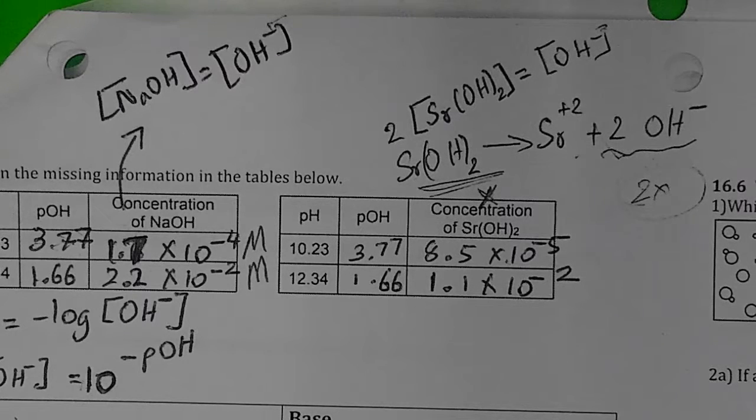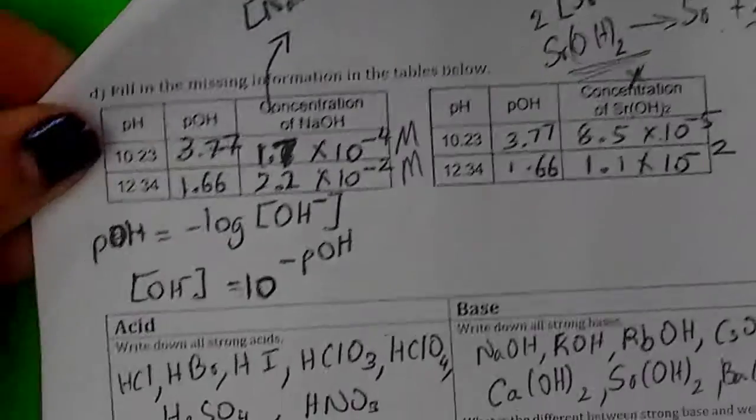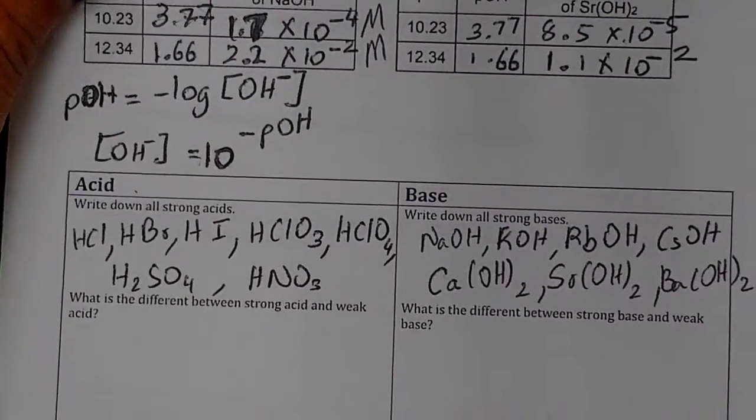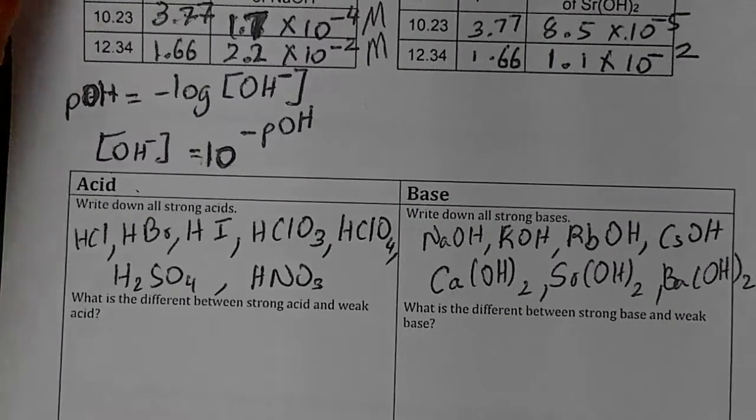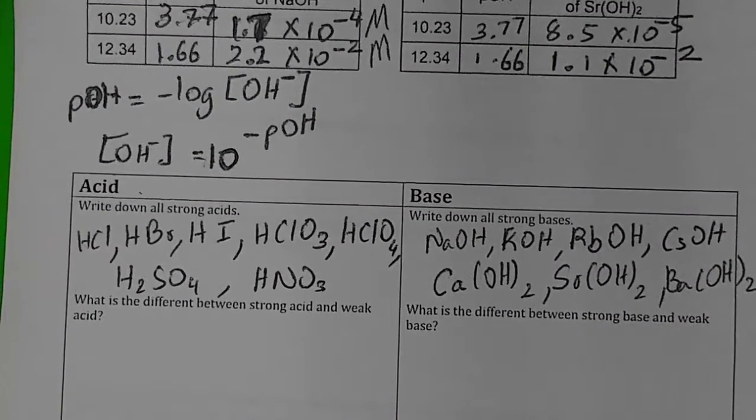Okay. Now, the next part, the bottom part. Tell me all the strong acids. Well, you should know all the strong acids, right? HCl, HBr, HI, HClO3, HClO4, H2SO4, and HNO3.